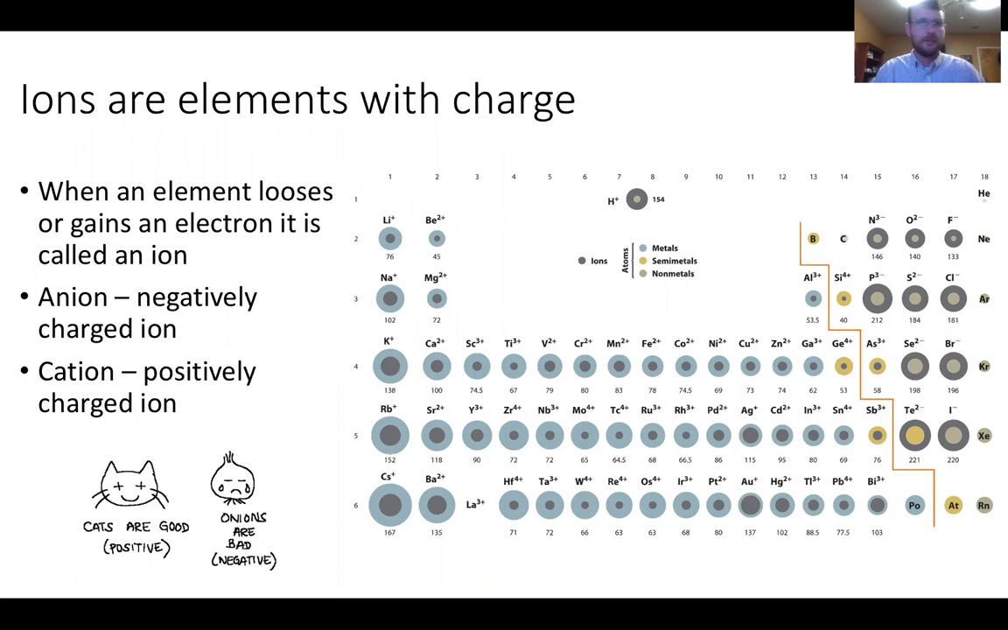Let's talk about the different types of ions. There's two different types of ions. There's a negatively charged ion and a positively charged ion. Each ion has a special, quote-unquote, name to it. An anion is a negatively charged ion.